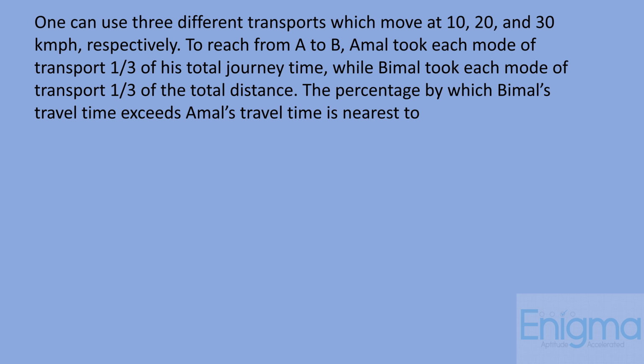Now let's take the case for Amal first. Let's assume that the total time required for Amal is 3t. Now it is given that Amal took each mode of transport one-third of his total journey time. That means for each mode he is traveling for t hours. So I can write it down like this.